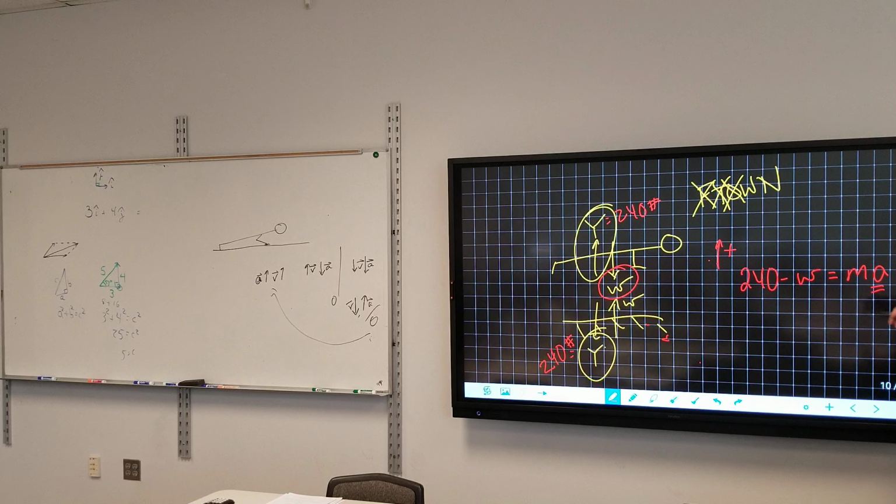If acceleration is positive, then my weight is less than 240. The mass is going to be positive; especially in classical physics, there's no such thing as negative mass. So if acceleration is positive, weight has to be less than 240.